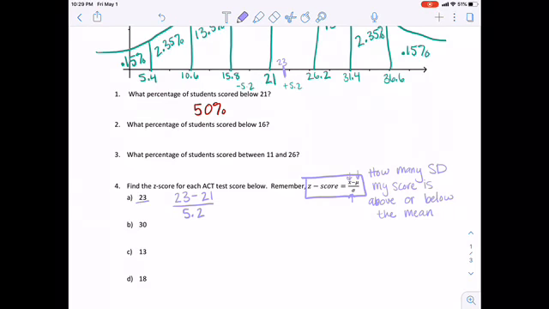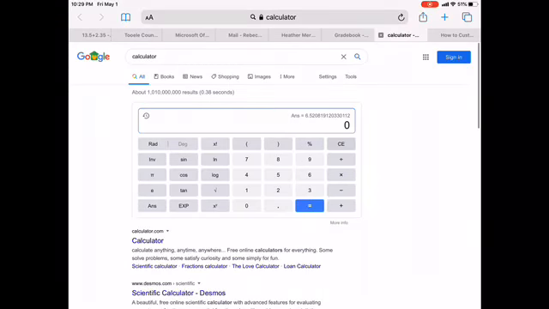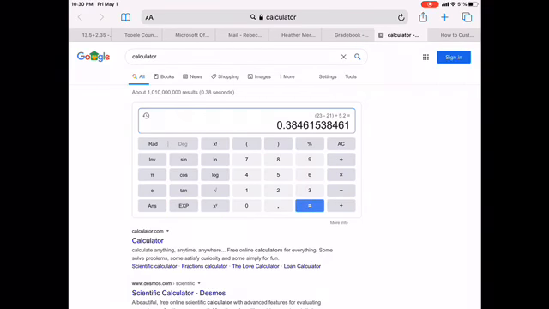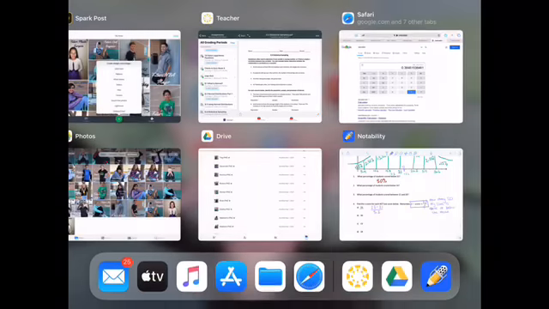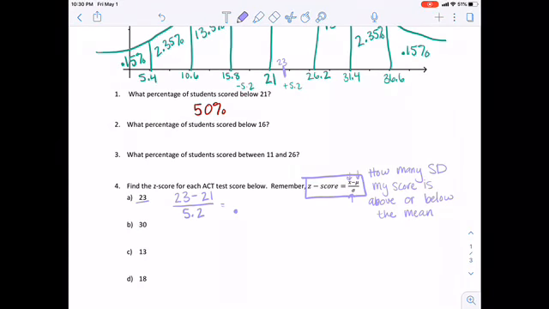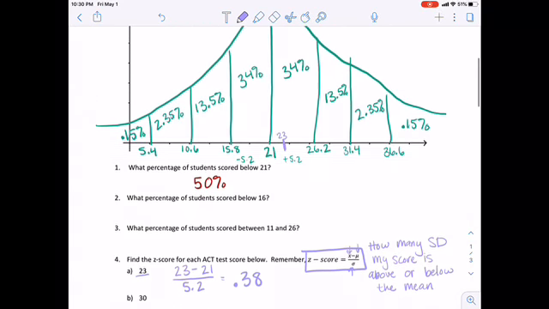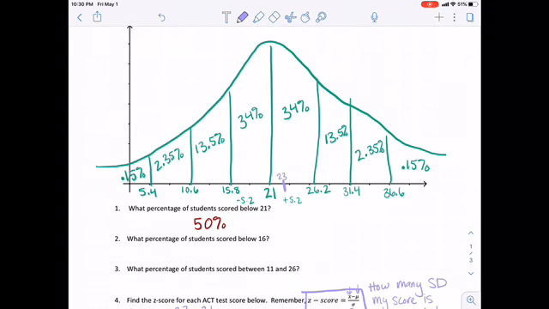So now I'm going to type that into my calculator. 23 minus 21 divided by 5.2. So in my calculator, I put 23 minus 21 in parentheses, and then I'm going to divide that by the standard deviation of 5.2. And my calculator tells me that it is 0.38. So then I know that I am 0.38 standard deviations higher than the mean, which makes sense because look right here at this picture where 23 is. Can you see how it's about 0.38 above 21? It's not quite a full standard deviation. It's about 0.3 of a standard deviation.